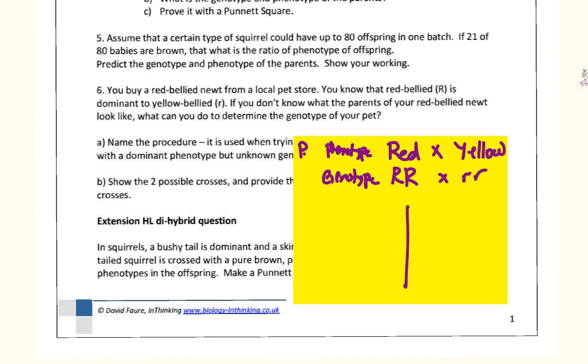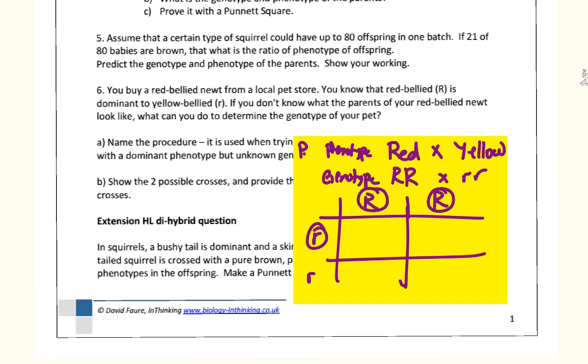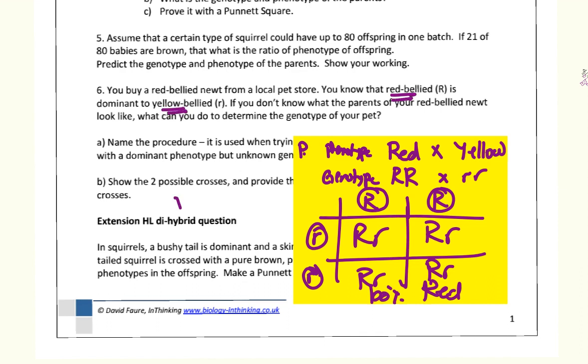Okay, so here you will draw your square showing the distribution of alleles in gametes. So if the parent was homozygous, you expect to get 100% of your offspring red. This means that you are going to cross your pet with a yellow one and look at their offspring. If you get a ratio of 100%, this means that your pet was homozygous. But if you get 50% red and 50% yellow, we expect it to be heterozygous.